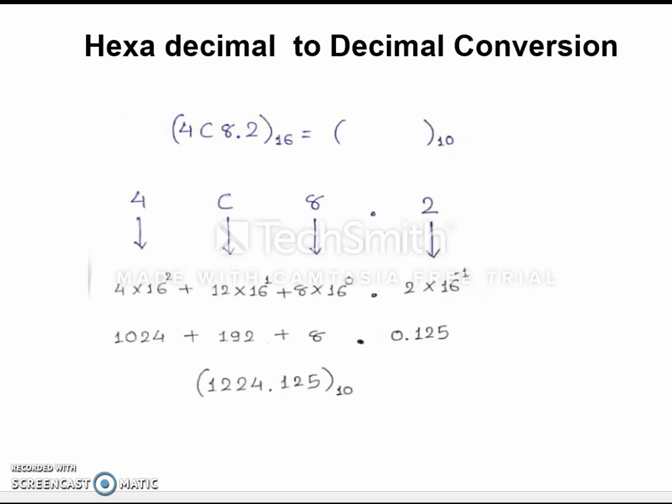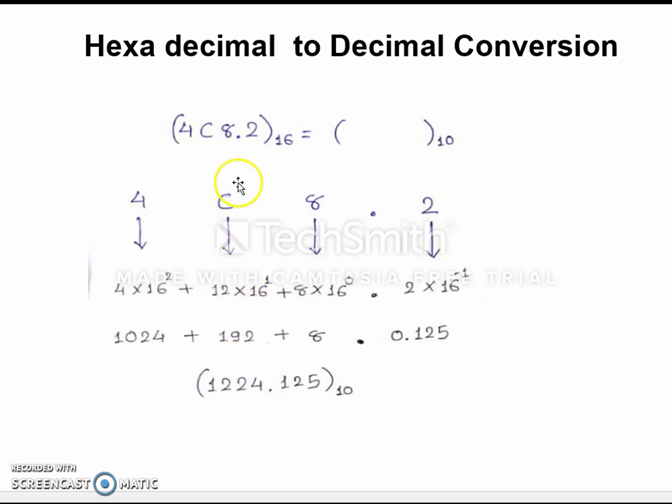Now we will take another example of hexadecimal to decimal conversion. The given number is in hexadecimal format, that is 4C8.2, and we have to convert that number into decimal. So we have to follow the same method. Integer part 8 into 16 raised to 0, because given number is in hexadecimal format, plus C. Here C will be considered as a 12. If A is here, then we have to consider 10, B 11, D 13, E 14, and F then 15.